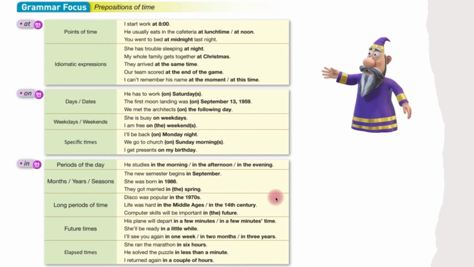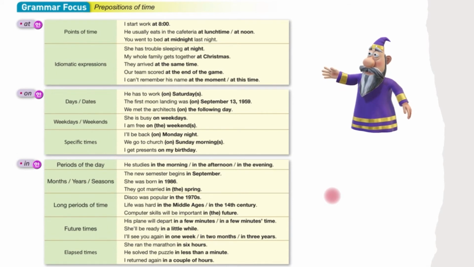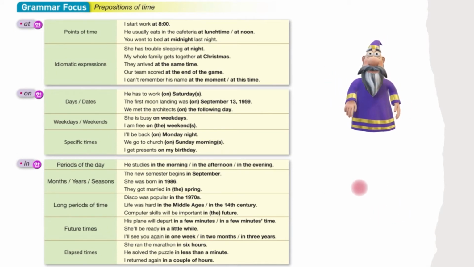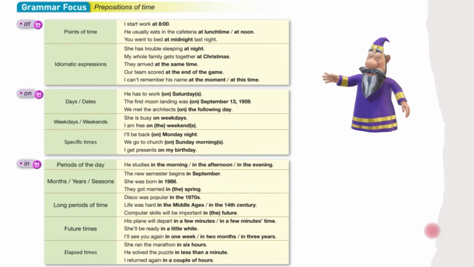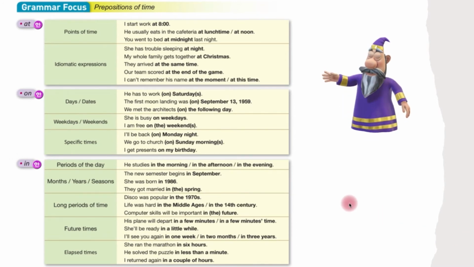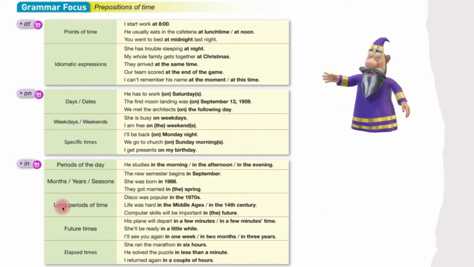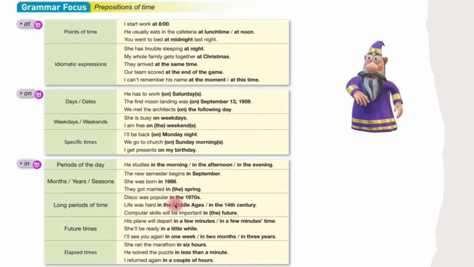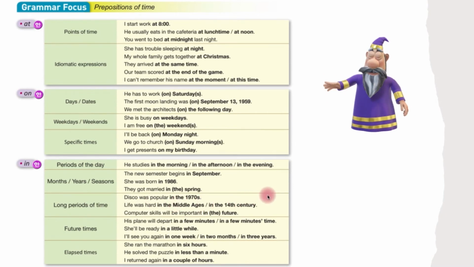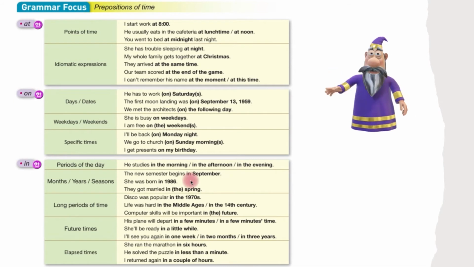You might be like, why are there all these options? I'm sorry, that's just the language. I guess if George Orwell had his way, we wouldn't have all these options, but he didn't get his way. So English has got lots and lots of prepositions. Long periods of time. Disco was popular in the 1970s. As I said, I was born in the 1970s. Younghee was born in the 1980s.